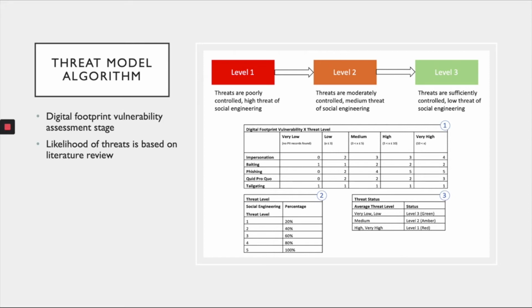And so below that is the algorithm to show the PI, if there's any PI records found and how many PI records are found using the open source intelligence tool. The average is calculated by adding up all of the PI records found divided by the number of employees, and then the number will be inputted into the tool to then show the threat level and the threat status.